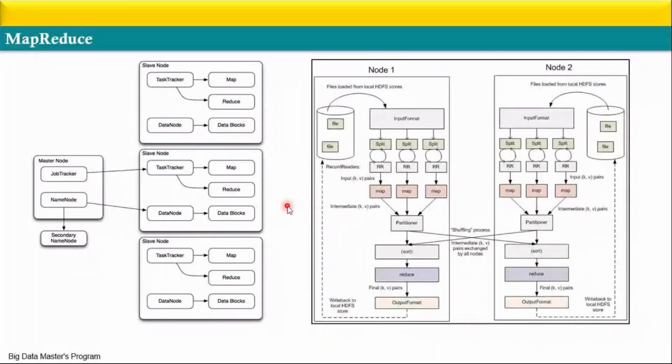This is another example. Say a file is there, then input format, then splitter, then record reader, then it is given to the mapper, then the partitioner, sorting, then the reducer, and we will be able to get the final output. So for these particular things there are mapper, reducer, partitioner, and one more concept, that is the combiner.